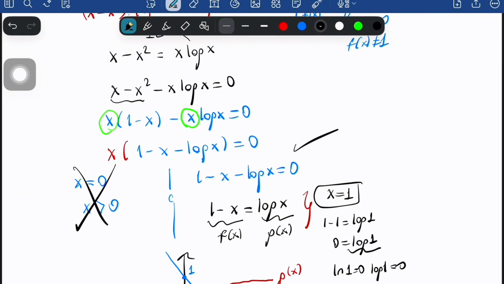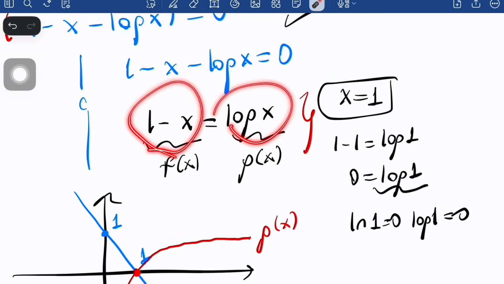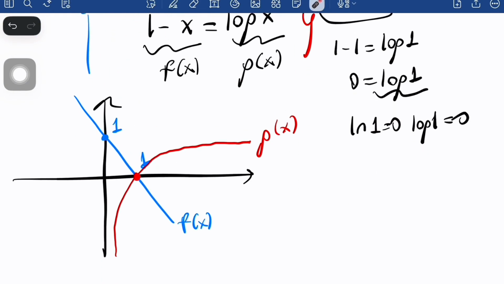As I said, one is a polynomial function and the other is a logarithmic function, because it would be better for us to express it with graphs.